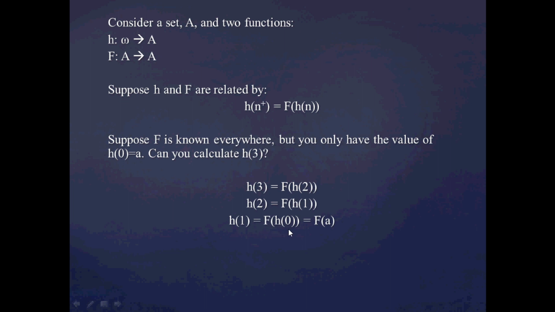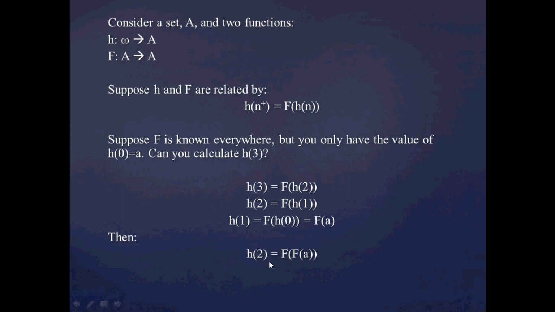And now finally, we've hit rock bottom. We know what h of 0 is. We know that it's equal to a, so that this expression here is equal to f of a. And since we know what h of 0 is, being equal to a, we know that h of 1 is equal to f of a. So that means we can just plug this into this location here, which is to make that substitution.